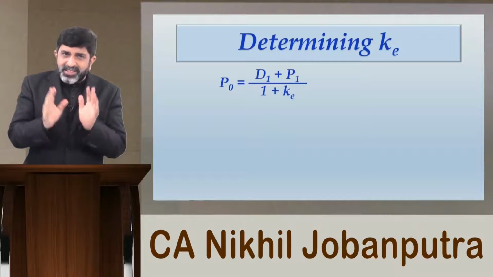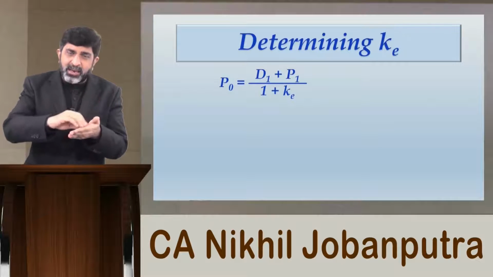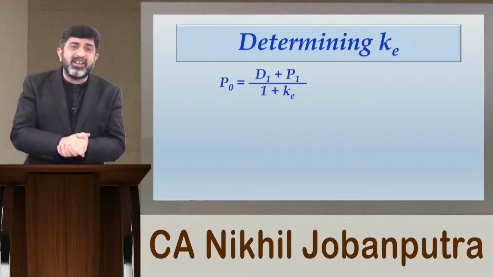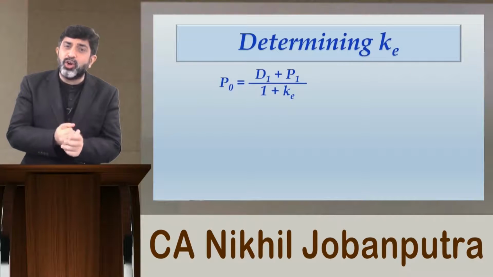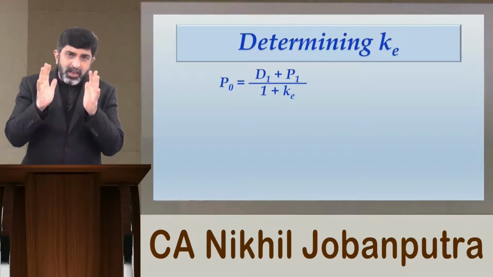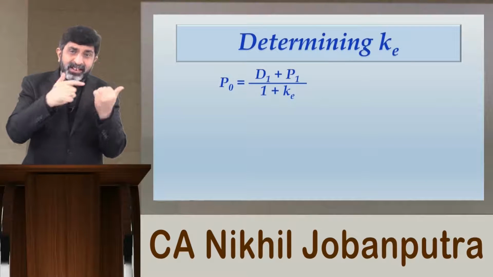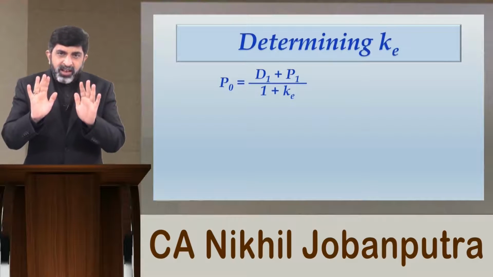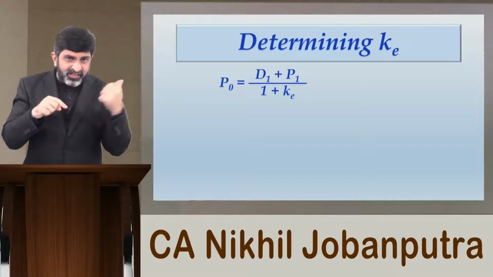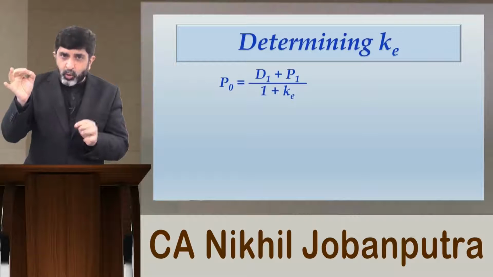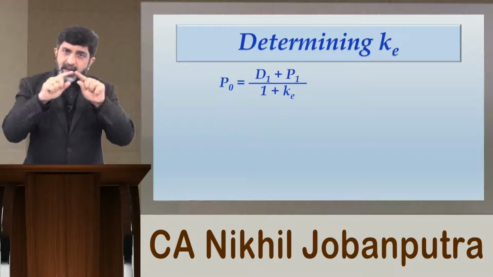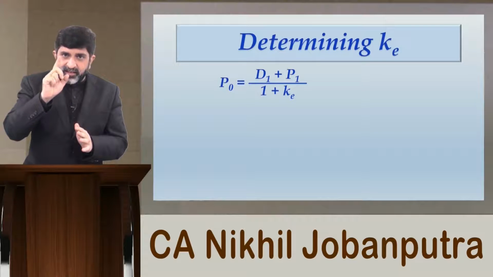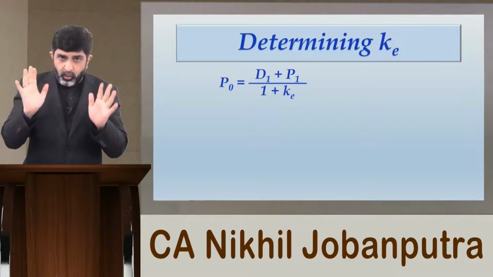What happens? The easiest and shortest thing is to remember the formula, make calculations, and get the answer, but that doesn't put an end to your learning process. Your learning process requires understanding this logically. Now, if you just visualize this formula, P0 equals D1 plus P1 upon 1 plus K. All these symbols you know.